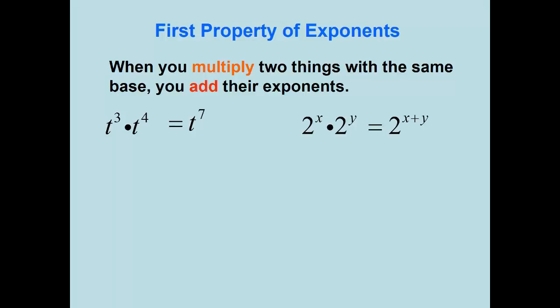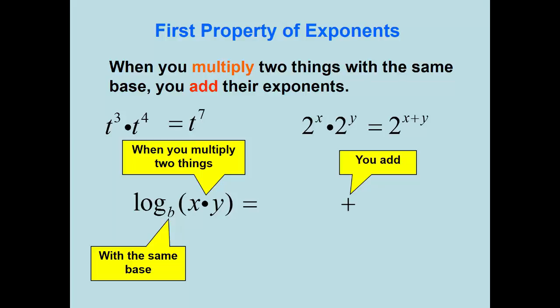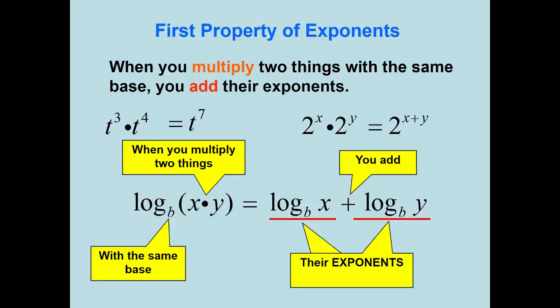And here's what it looks like in logarithm form. We are multiplying two things that have the same base. So when you multiply two things with the same base, you add their exponents. Now, if you followed what I told you in the original video on logarithms, you'll remember that a logarithm is an exponent. And so here are the two exponents. You multiply two things with the same base, you add exponents. This is the property of logarithms.